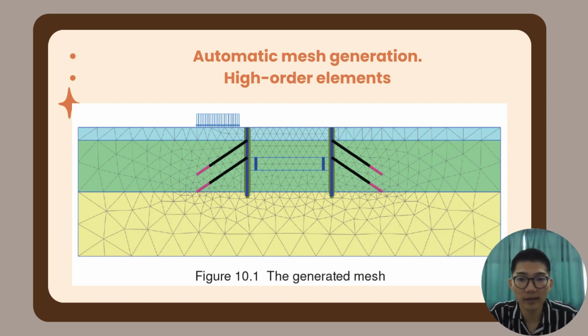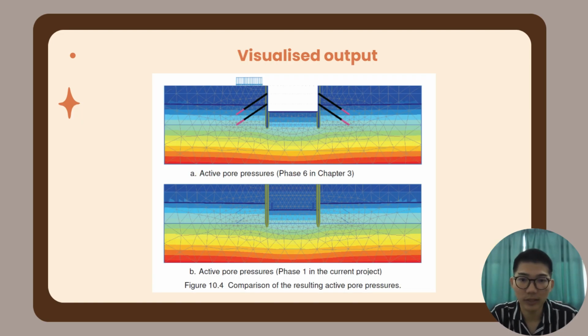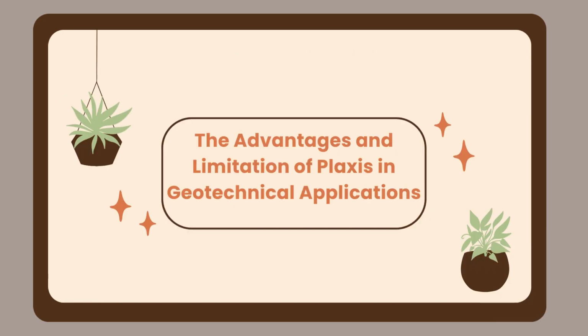And next is followed by the automatic mesh generations, and they are the high order elements. The modeling will be divided into like the triangular shapes. These are the so-called mesh generations and high order elements so that it is easier for the numerical analysis in Plaxis software. Lastly, it is the visualized output via the Plaxis output software. So we can see our result based on the different conditions and different visualized methods. That's all from me. Thank you.